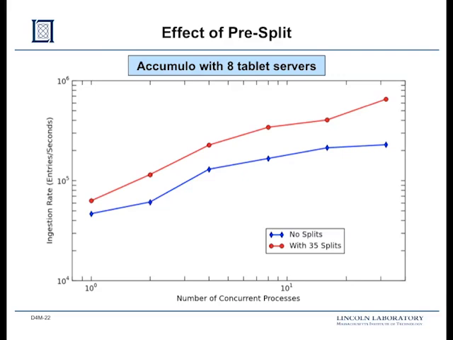How many splits you have matters, because if you have fewer splits than the number of database server nodes, then you're not taking advantage of those. And then how balanced those splits are. Is the data going in uniformly into those things? This just shows you an example of an 8-tablet server Accumulo doing the inserts with no splits versus doing it in this case with 35 splits. And you see there's a rather large impact on the performance there.